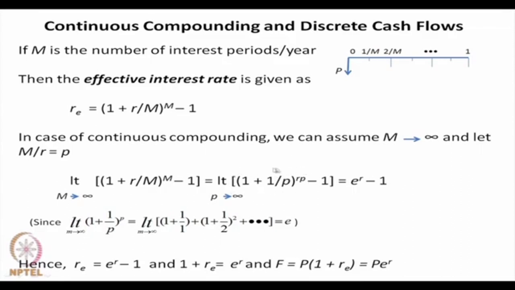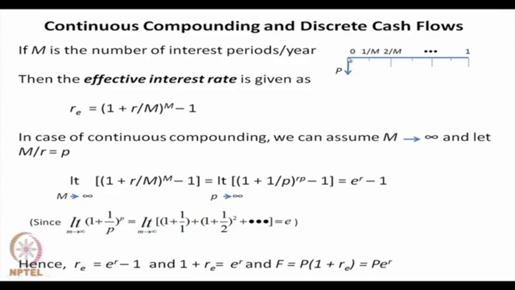Now, this quantity is nothing but e to the power r. This is a series; if we expand this for different values of p, then we will see that it is nothing but e to the power r. The first term is 1 plus 1 by 1 to the power r, the second term is 1 plus 1 by 2 to the power 2 r, 1 plus 1 by 3 to the power 3 r, and this will come as e to the power r. So, this quantity becomes equal to e to the power r because of this reason. Hence, r e, the effective interest rate, is equal to e to the power r minus 1, or 1 plus r e is equal to e to the power r.